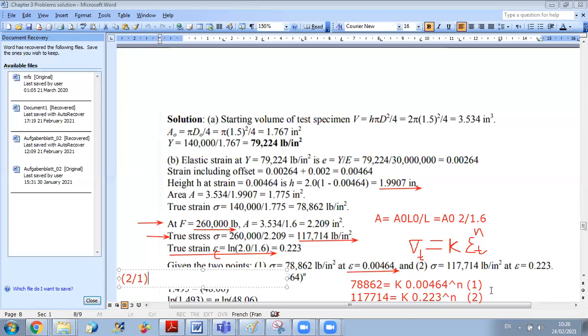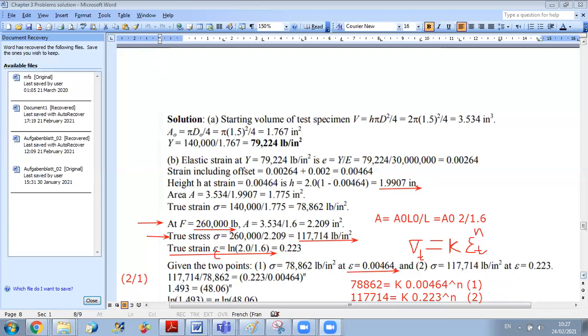K will be simplified because you have K here and K here. You will get for the first term 117,714 over 78862 equals the ratio of, since you have power n for both terms, so you can take n in factor. So it's 0.223 over 0.00464 to the power n. So to solve for n now, you can linearize this equation by doing ln for the two sides.